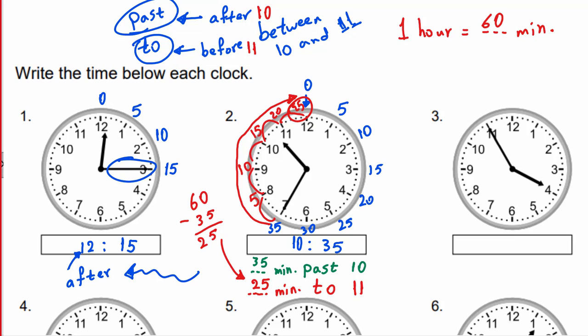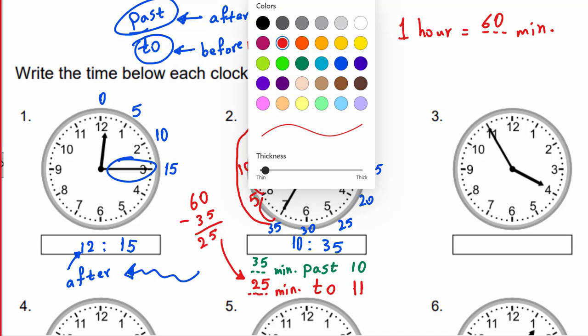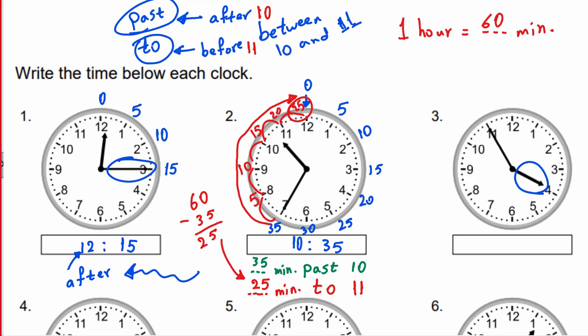Okay. Faris, question number 3. Let's start with the hours. The hour is 4. Oh, great. So it's between 4 and 5 or 3 and 4? The hours is this hand. Between 4 and what? 3 and 4 or 4 and 5? It's here or here? I see that it's between 3 and 4 here.